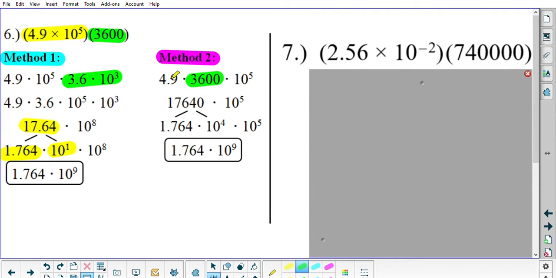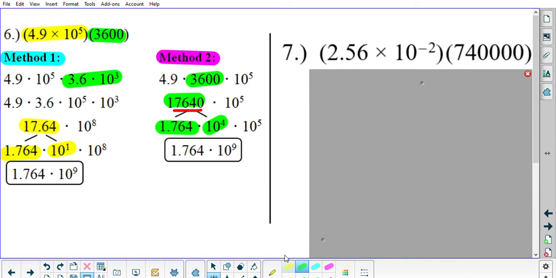So 4.9 times 3,600, you'd go off to the side, figure that out, and get 17,640. Now, obviously, that's not in scientific notation, but no big deal. We know we have to put the decimal point after the 1, so that way it's a number between 1 and 10. So how many digits do we have to account for that were after that 1? That's the 7, the 6, the 4, and the 0. That's a total of 4 digits. That's why this is 10 to the 4th when you write it as 1.764 times 10 to the 4th.